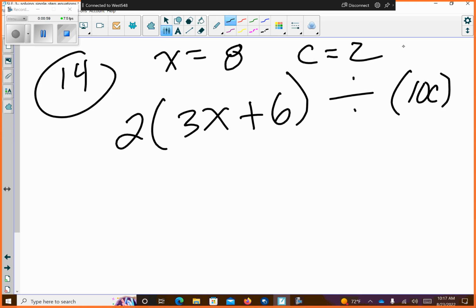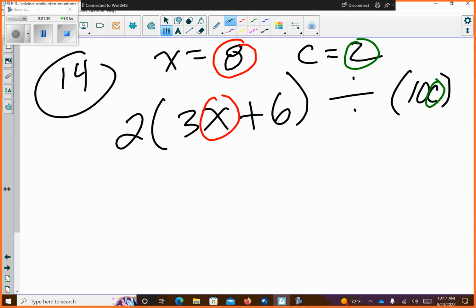All right, so this is number 14. I didn't write everything down, but I do know that x is equal to 8 from up above, and c is equal to 2. So I'm going to take this 8 and plug it in for x here. I'm going to take this 2 and plug it in for c right there. Following my method? Yeah. All right.